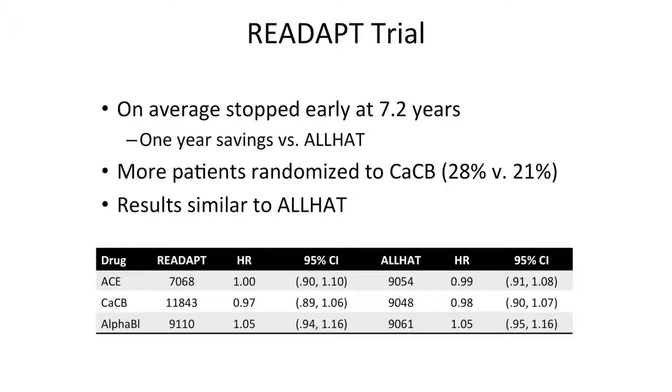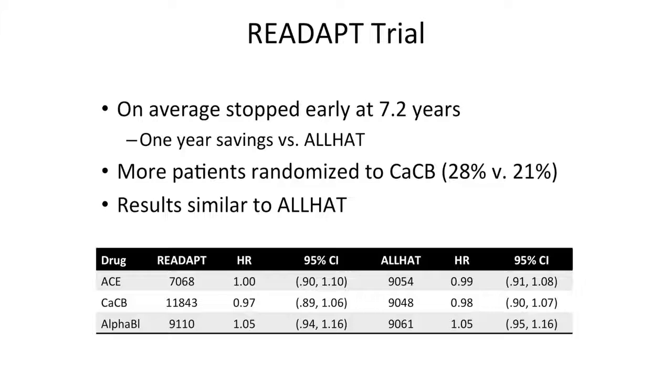So we executed a trial with adaptive randomization, whereas ALLHAT assigned 21% of patients to each of the 3 comparators. The ReAdapt design put 28% of patients on calcium channel blockers, 21% on alpha blockers, and just 17% on ACE inhibitors. Here we showed one simulation that stopped at 7 years. This was a very representative simulation of the 500 we did using the actual ALLHAT data, and the average stopping time over those 500 simulations was 7.2 years, a 1-year savings in time versus the actual ALLHAT trial.